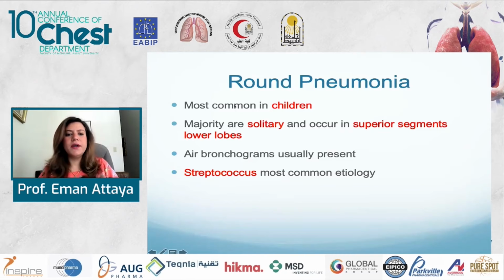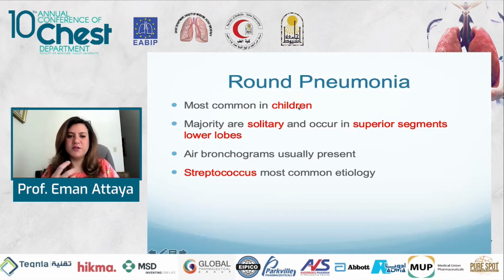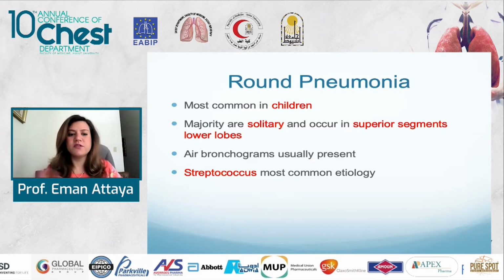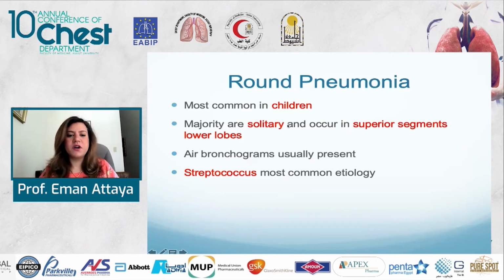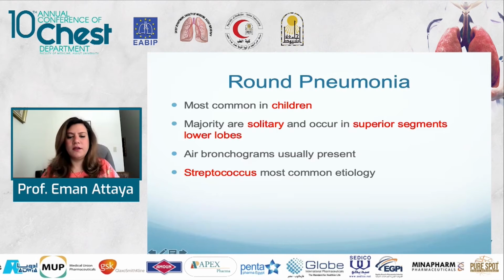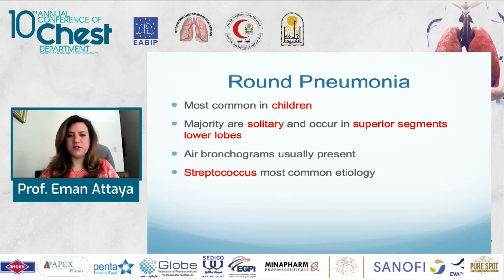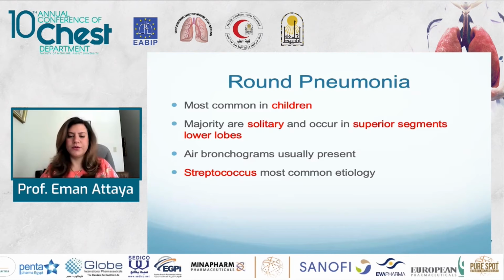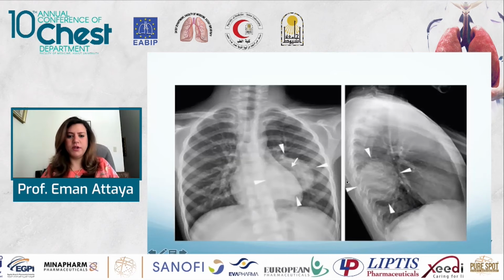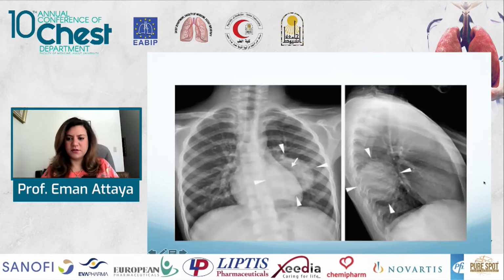Round pneumonia is most common in children, so you won't really see a round pneumonia in adults. If you see a rounded mass, then be suspicious of something else in adults. The majority are solitary and occur in the superior segments of the lower lobes. Air bronchograms are present, and streptococcus is the most common etiology. So round pneumonia is kind of like a lobar pneumonia. Here's a child, and we have a rounded pneumonia in the left lower lobe. See how round it looks here.